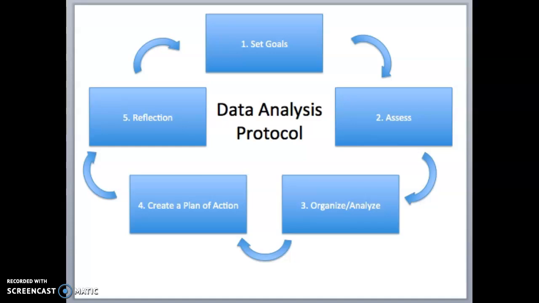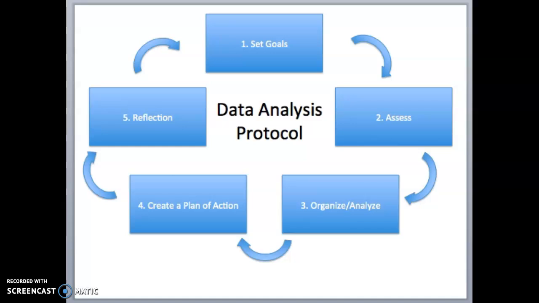Next would be to assess. So the staff would need to know who they are assessing and how they are assessing. Next would be to organize and analyze the data. So staff would need to understand how they are going to organize the data, what type of data they are going to look at, and then how they're going to analyze it.